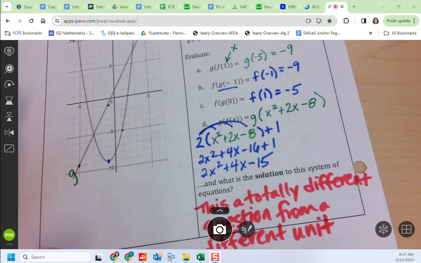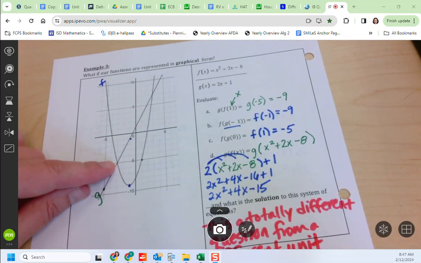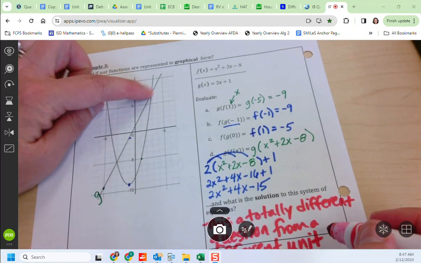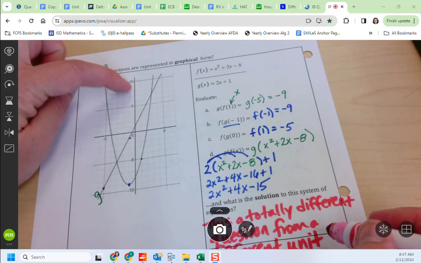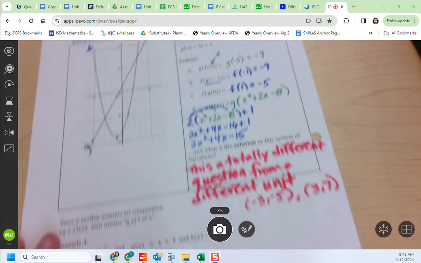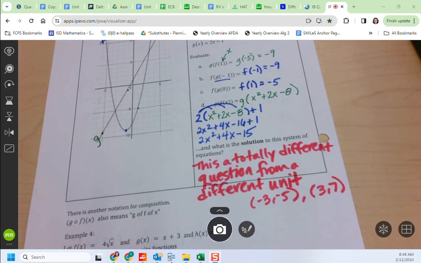Okay, when they ask you what is the solution to the system, they want to know what points the line and parabola have in common. So the line and parabola have in common this point here, which looks like (-3, -5), and then this point over here, which looks to be (3, 7). Okay. So just so you know, that question is not really part of this unit, but we did have a system graph, so it looked interesting to answer that question from a previous unit.